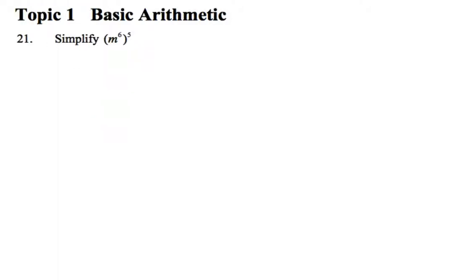Here, when you've got a power being put to another power, we multiply the indices there. M to the power of 6 times 5, or m to the 30.